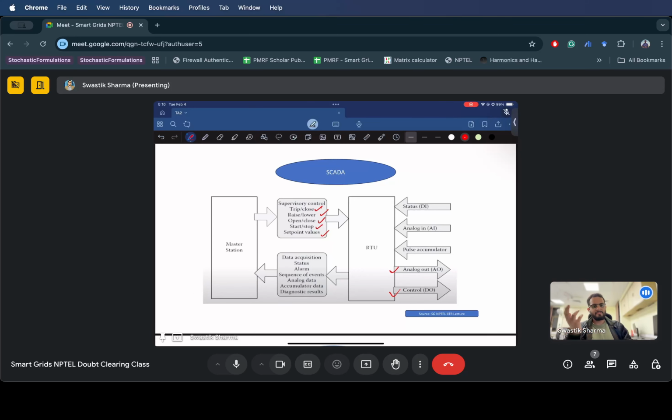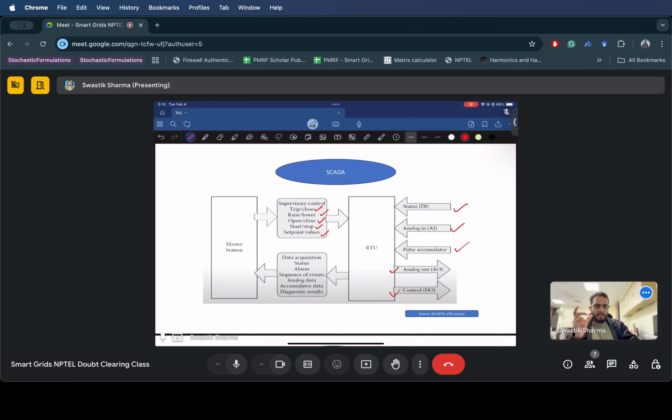Analog output is when you have to give some kind of a reference signal, such as, let's say, you want to provide that this set point value needs to be of this much quantity, this much frequency. For that, you need the signal to be analog. And you take in values as well to relay to the supervisory control and data acquisition unit, which relays it to the master station. For that, you have analog input and digital input pins. You also have a pulse accumulator. The job of the pulse accumulator is to set a point at which you are sending this data.